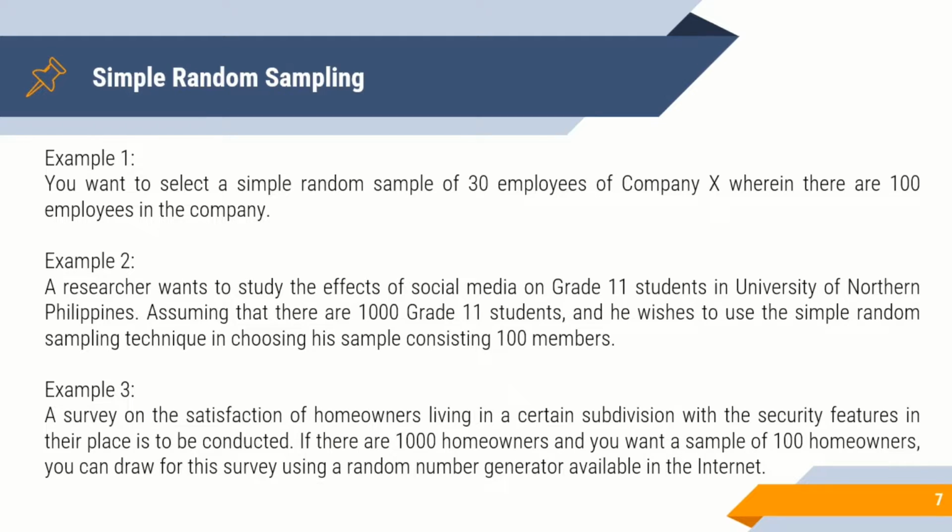So we have here another example. A survey on the satisfaction of homeowners living in a certain subdivision with the security features in their place is to be conducted. If there are 1,000 homeowners and you want a sample of 100 homeowners, you can draw for this survey using a random number generator available on the internet. So this is a random number generator.